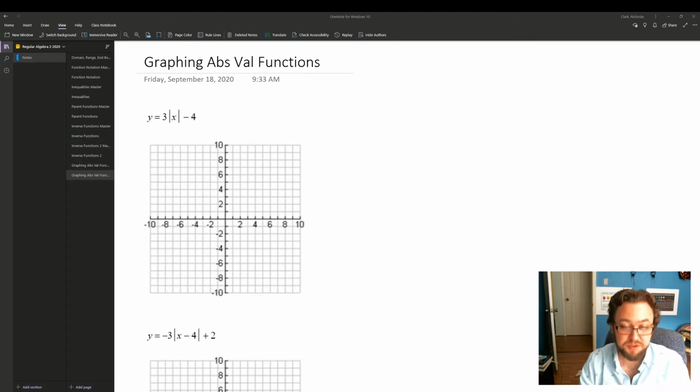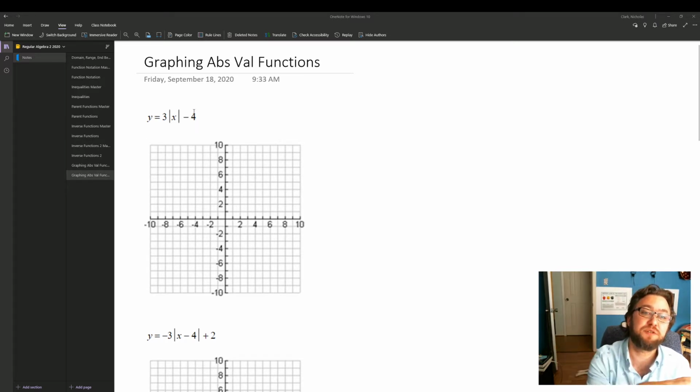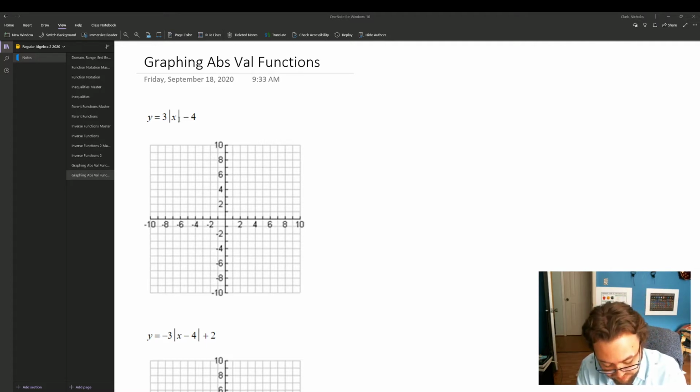What I'm going to do to graph this is start by looking at my k value, the stuff that's after the absolute value stuff. So I've got this -4. So I know my y value here is going to be -4. I see that inside of my absolute value bars, there's no value. So I have no shift on the x-axis. So I'm just going to plot my point at -4 on the y-axis, right here.